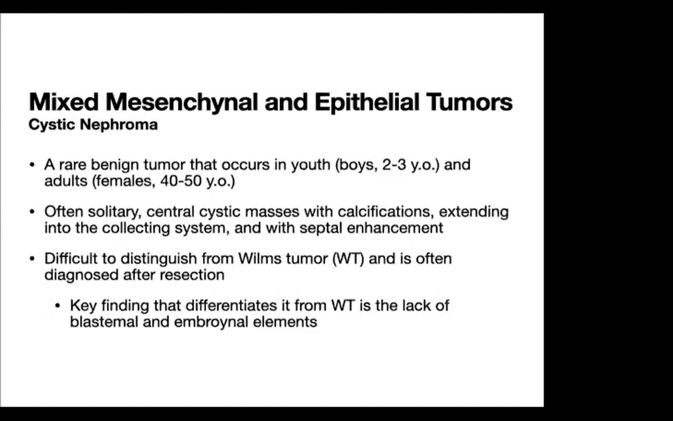Next are the mixed mesenchymal and epithelial tumors, such as your cystic nephroma. This is a rare benign tumor that occurs in the youth and adults. It is often a solitary central cystic mass with calcifications extending into the collecting system with septal enhancement. However, it is difficult to distinguish it from the Wilms tumor and is often diagnosed after resection. The key finding that differentiates it from Wilms tumor is the lack of blastemal and embryonal elements.